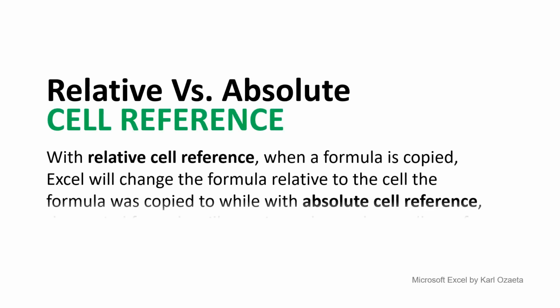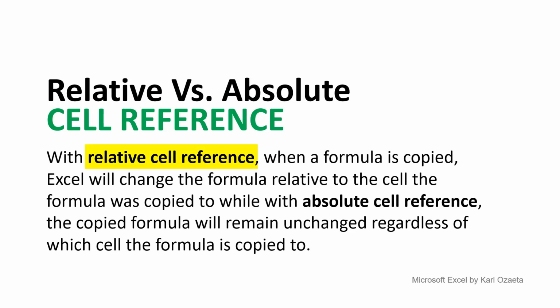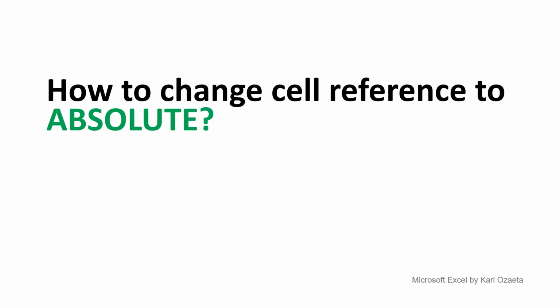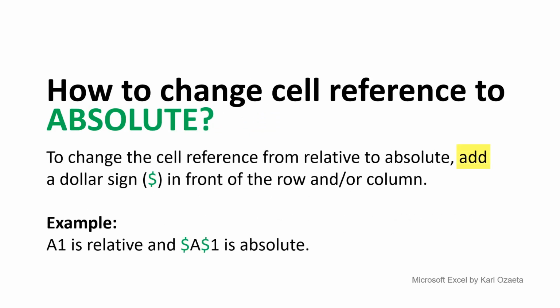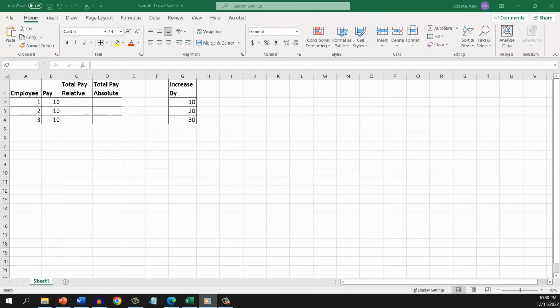With relative cell reference, when a formula is copied, Excel will change the formula relative to the cell the formula was copied to. While with absolute cell reference, the copied formula will remain unchanged regardless of which cell the formula is copied to. By default, Microsoft Excel uses relative cell reference. How do we change the cell reference to absolute? To change the cell reference from relative to absolute, add a $ sign in front of the row and/or column. For example, A1 is relative while $A$1 is absolute.